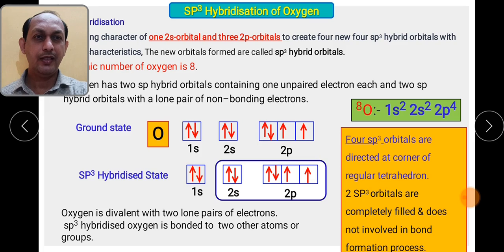So here we can see the sp3 hybridized oxygen is bonded to 2 other atoms or groups. So remember always, oxygen has 2 friends. Oxygen can form bonds with 2 atoms or groups. Also remember, oxygen with sp3 hybridization has a regular tetrahedron, just like sp3 hybridization in carbon.